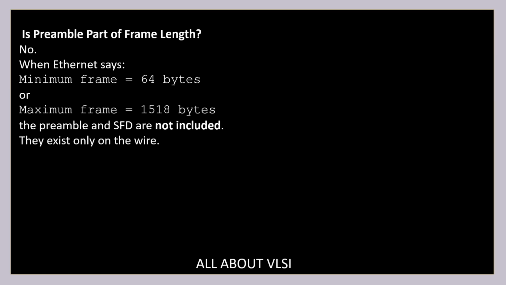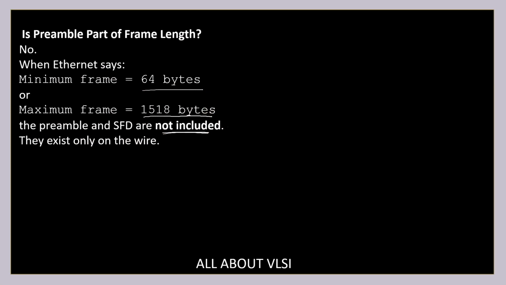Yes. One more question: is the preamble part of a frame? No. In Ethernet the minimum frame size is 64 bytes and the maximum is 1518 bytes, and the preamble and SFD are not included in the main frame format. They only exist on the wire. Okay, so this was about your preamble and SFD.